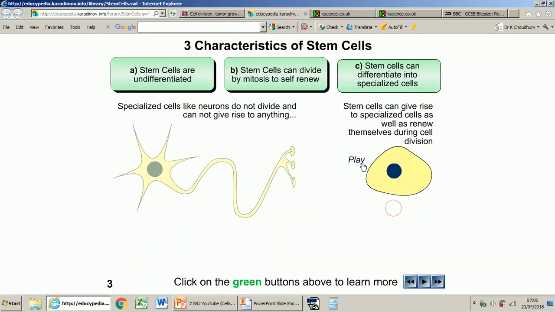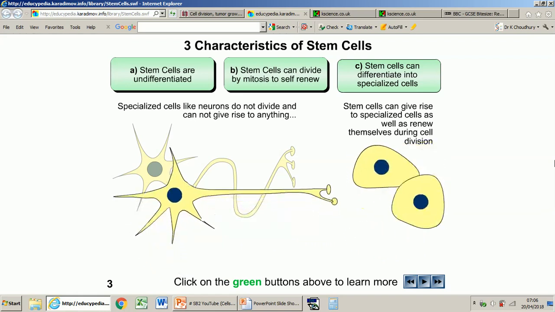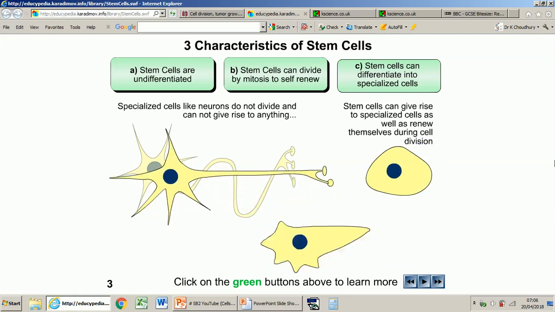So here's an example of a stem cell. There are two things it could do. First, it could do mitosis to produce more unspecialized cells, and then those cells that are produced become more specialized by differentiation so that they can have different functions.